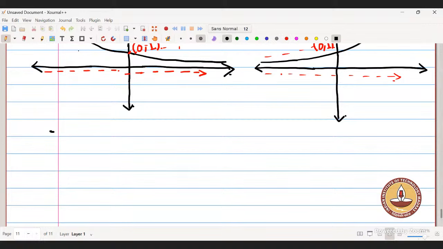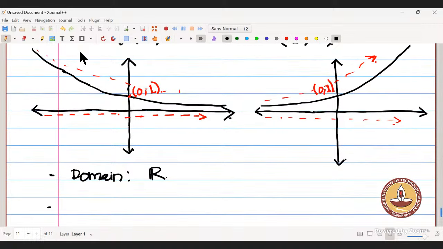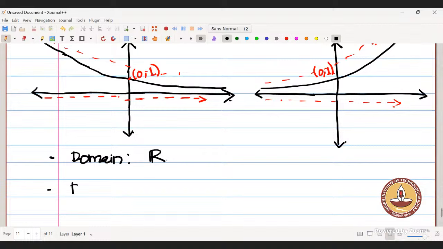So in both the cases, the domain is what? The real line, right? And what about the range of this function? Range is 0 to infinity, with 0 excluded, right? Because it never touches the x-axis. So 0 is excluded.